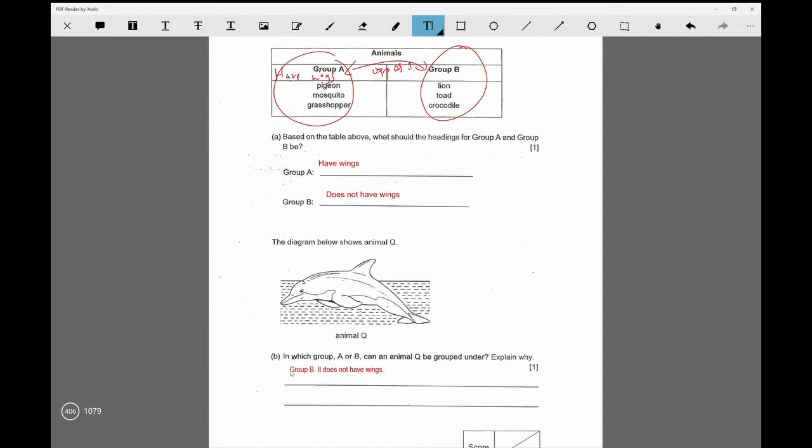Okay, I also realized that there's another way you can group it. You can also group them based on fly and do not fly. Okay, if this is the way you group it, then instead of saying does not have wings, your explanation can be, or you can say, animal does not fly. Okay, dolphins don't fly.